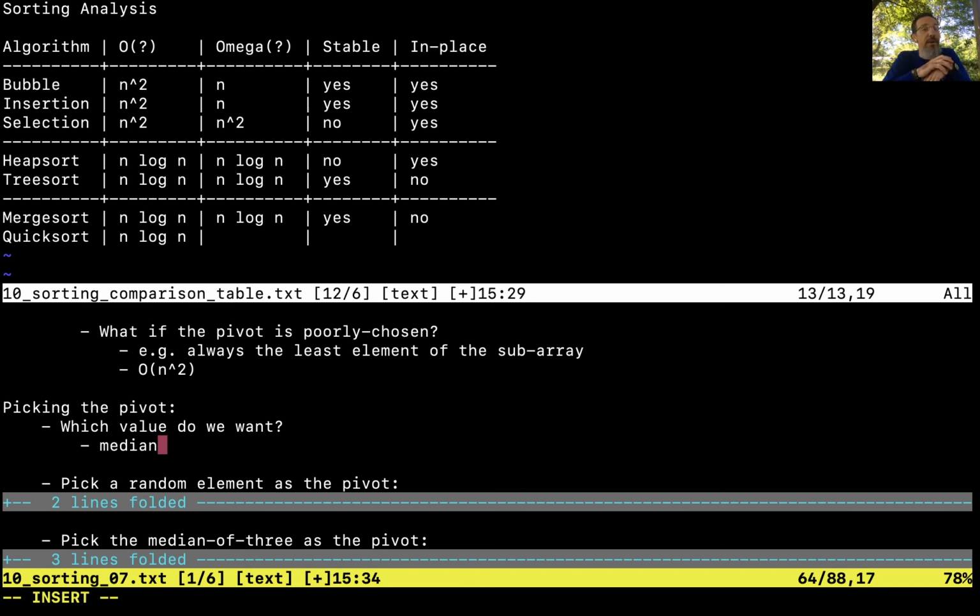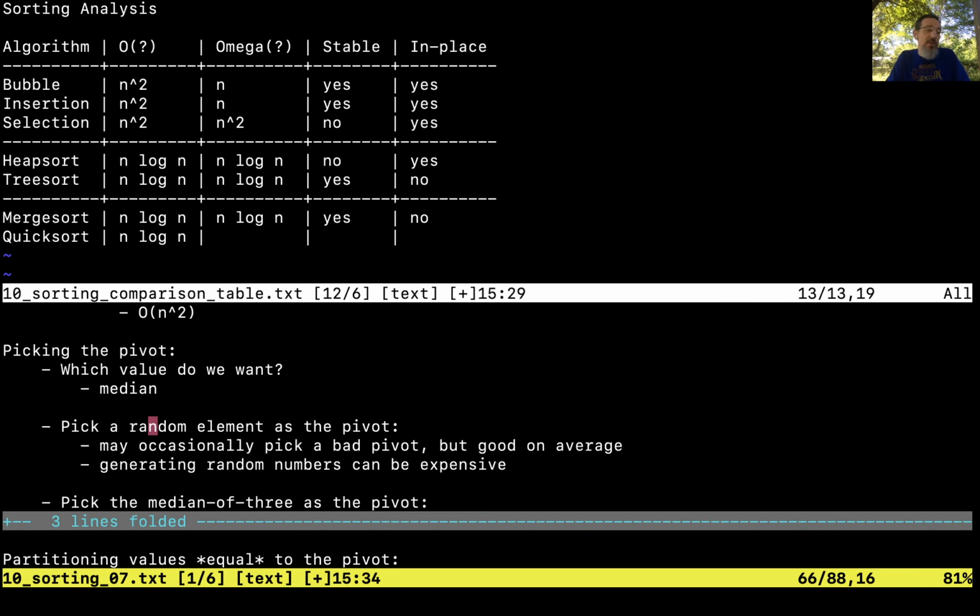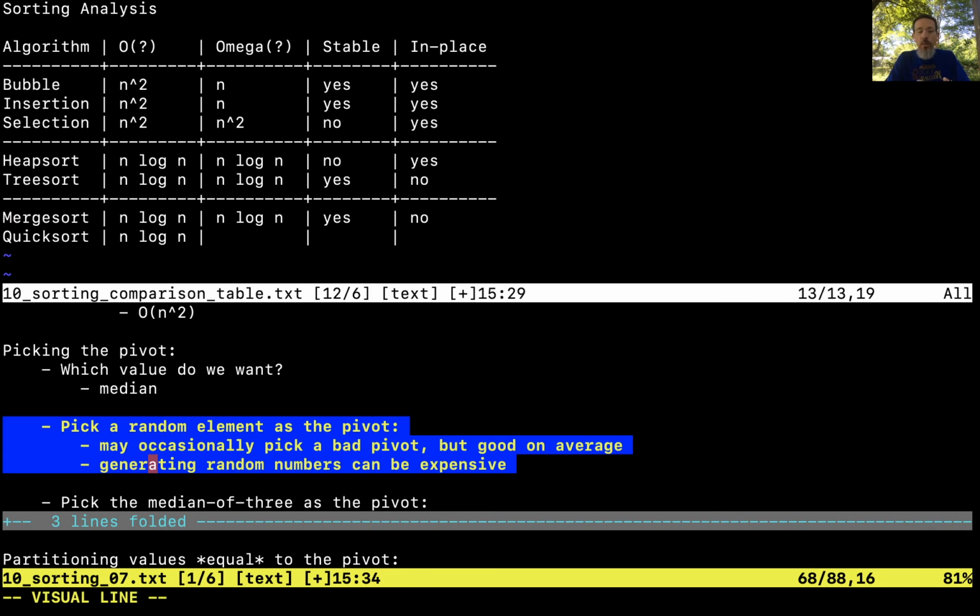Well, a simple way to find the median of the array is to sort the array and take the middle element. But that's kind of begging the question that we're already trying to solve, or presupposing that we've already solved the sorting problem. So finding the median is almost as hard as sorting the array itself. So the median would be good, but we don't know how to find it terribly efficiently. But there are some other deterministic policies and non-deterministic policies that work pretty well.